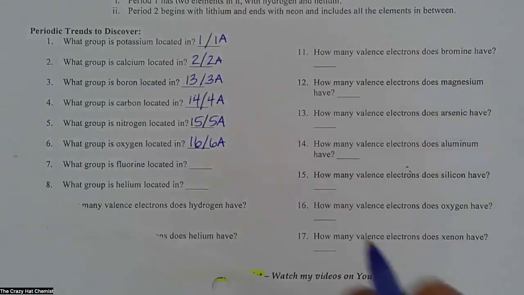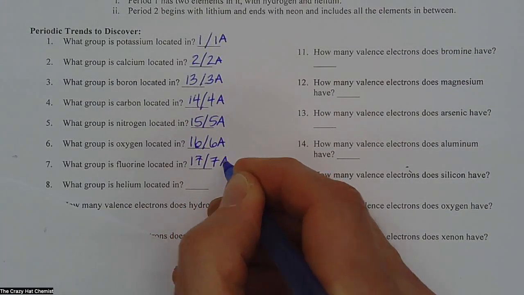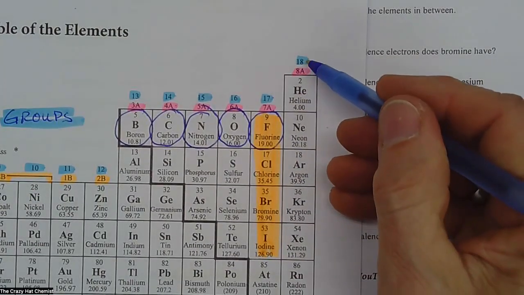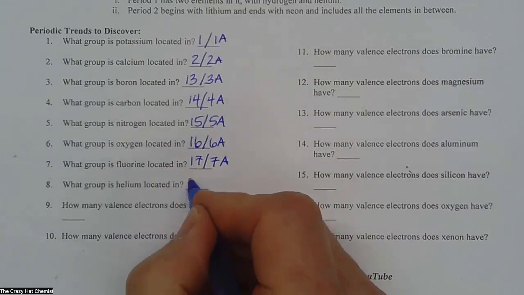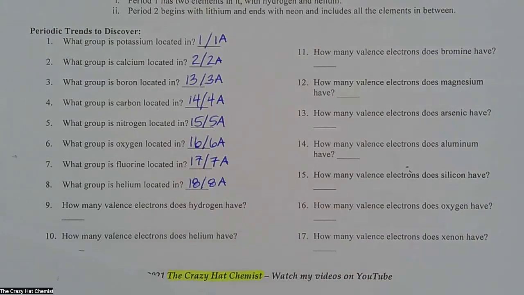17 or 7A is where fluorine is located. All right. And then what group is helium located in? Helium is in group 18 or 8A. All right. Now, the next set of questions here is going to be dealing with valence electrons. And so how many valence electrons does hydrogen have?